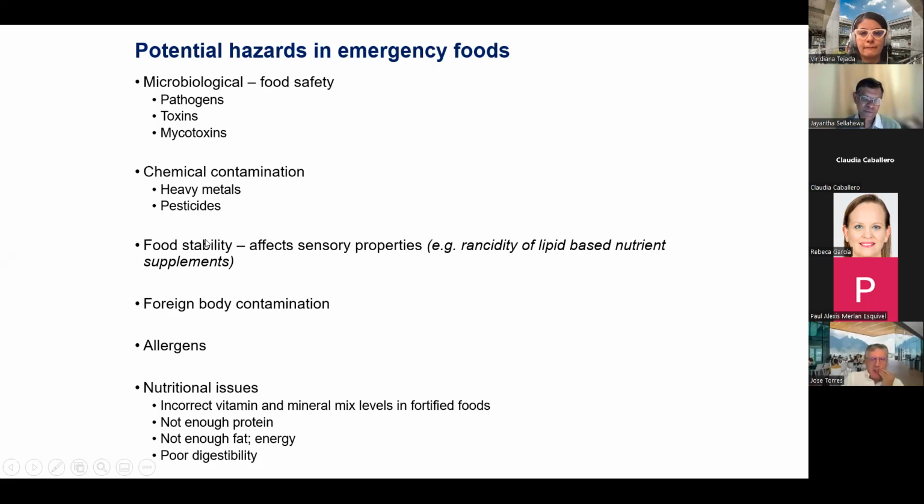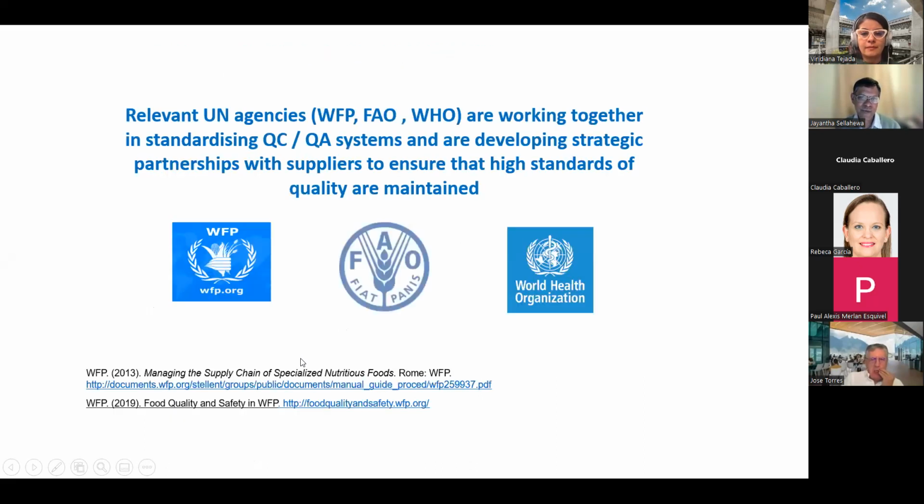So all these things, microbiological, chemical, and nutritional, need to be met. Three UN agencies, WFP, FAO, and WHO, are involved: WFP in logistics, FAO on agricultural raw materials, and WHO in setting up protocols for nutritional requirements for infants and malnourished children. They work together and have set up specifications and systems to ensure that these conditions are met by the suppliers, and they do audits and so on.